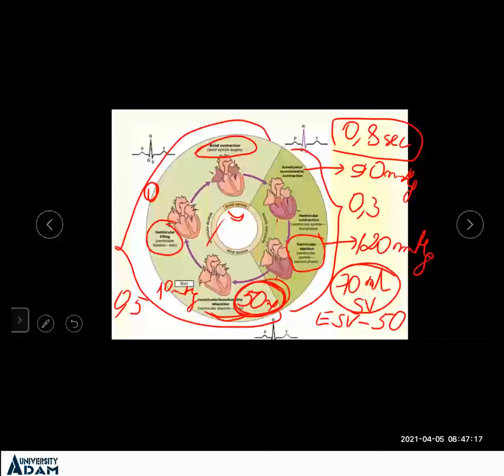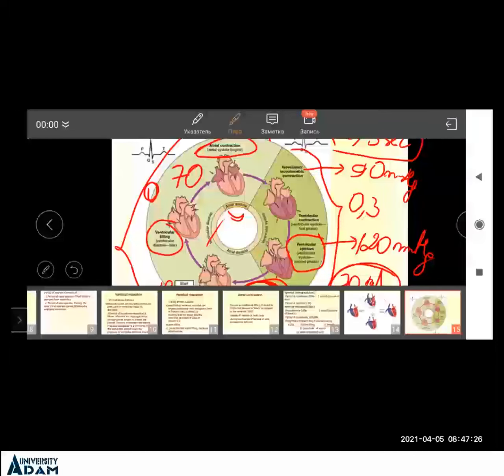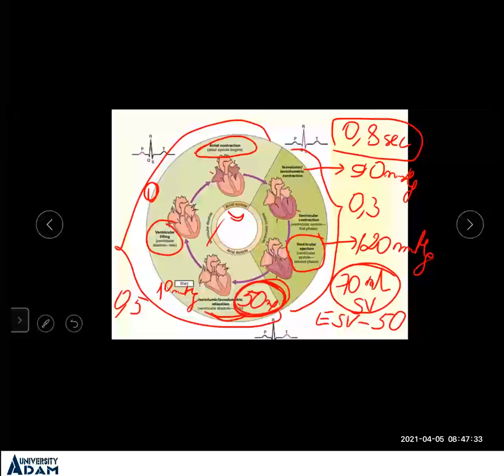During the filling phase, 70 milliliters flow into the ventricles from the atria and systemic veins, and totally in the ventricles it is 120. It is called end diastolic volume. And after that begins again atrial systole. Sorry, ventricular systole.